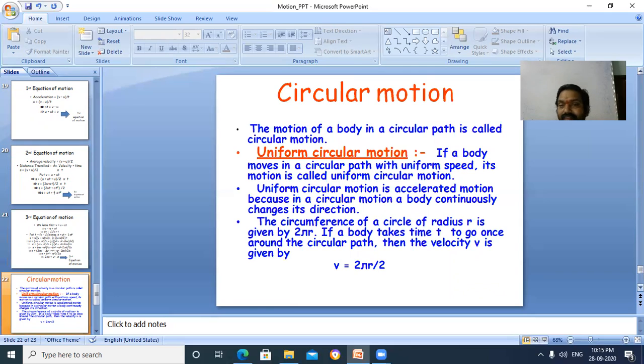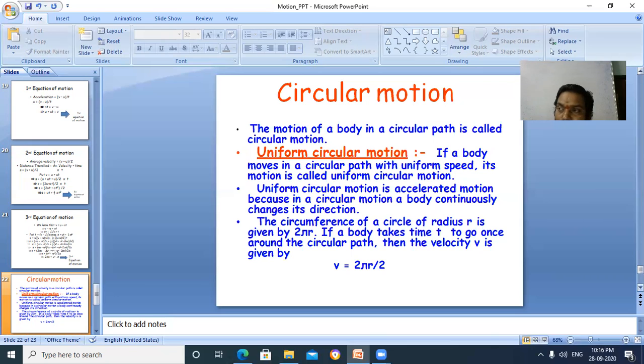Now, other than linear motion, we have to see one more type. As long as the body is moving in a straight line, we consider it linear motion, and the parameters discussed so far are applicable for linear motion. But if the object is not moving in a straight line, rather it is moving on a circular path, we say it is circular motion. The motion of a body in a circular path is said to be circular motion, and the difference here is that the direction of velocity varies at each and every point of time.